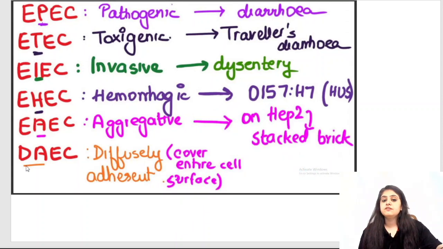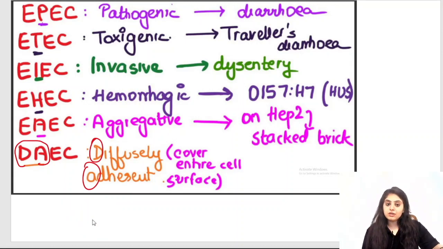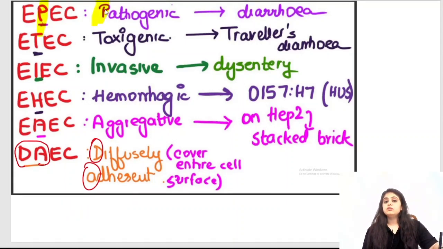Lastly, coming down to diffusely adherent E. coli. This sounds a little different, but as I said, diffusely adherent means it's going to diffusely adhere onto the surface of the cell. So if you look at all of these E. coli's once again, enteropathogenic is going to cause the pediatric diarrhea. Toxigenic is going to cause traveler's diarrhea. Invasive, because of invasion, it will cause bleeding, so there's dysentery. Enterohemorrhagic will cause all hemorrhagic things like hemolytic uremic syndrome. Aggregative means it's going to aggregate and cause persistent diarrhea. It's also going to result in the stacked brick appearance. And diffusely adherent, it's going to cover the surface diffusely.